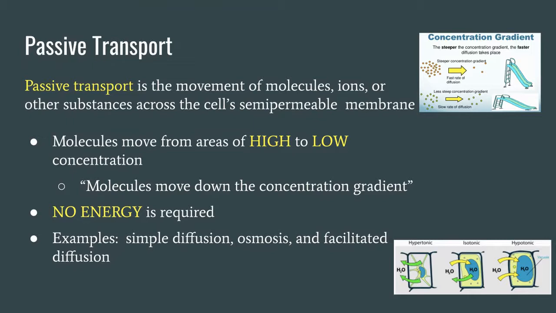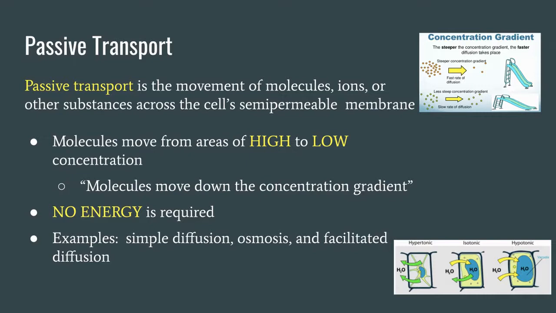Thinking about the two labs that we did, the artificial cell lab and also the potato lab, we saw the diffusion of salt across the artificial cell membrane and into the cup, and we tested that with silver nitrate. Then we also saw osmosis as water moved from a higher concentration in the cup to inside of the cell where there was a lower concentration of water.